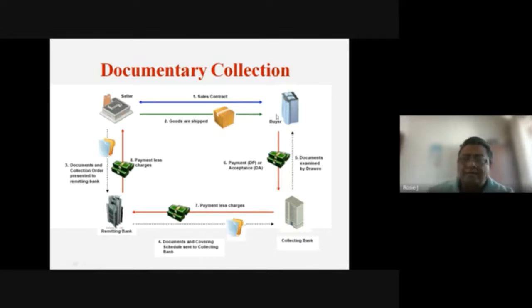So Silva will come here and pay the $1,000, and get the documents, go to the port and clear the goods. But what the importer's bank, the collecting bank, will do is get the money and send it to the exporter's bank, which is known as the remitting bank. And the exporter's bank will give the money to the exporter.